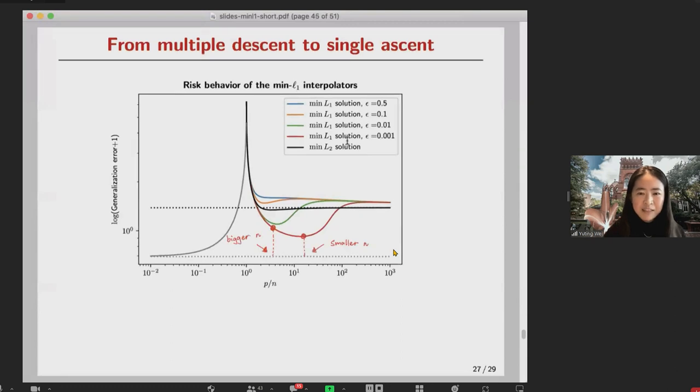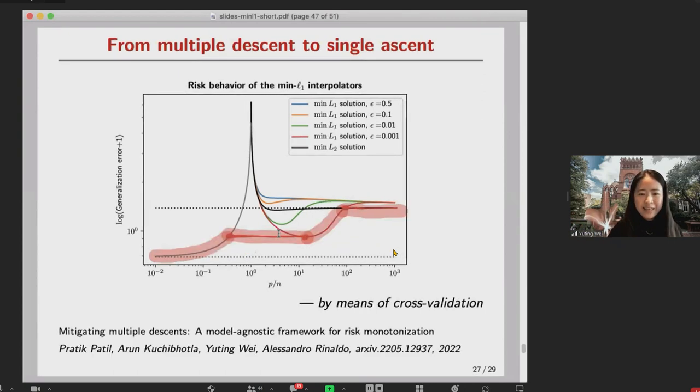Okay, I'm running out of time, but it may not take you long to realize that there is something pathological and unreasonable about this curve, right? If you take two points, one on the left and one on the right, they correspond to different P over N ratios, but the one on the left corresponds to a bigger number of observations. So if you can imagine downsampling your data, then you can actually reach a lower generalization risk than using a bigger data set.